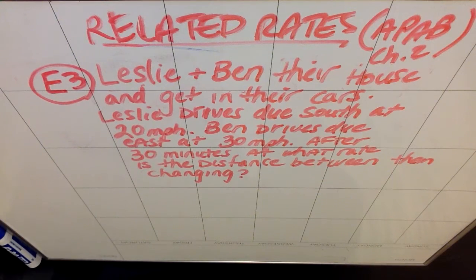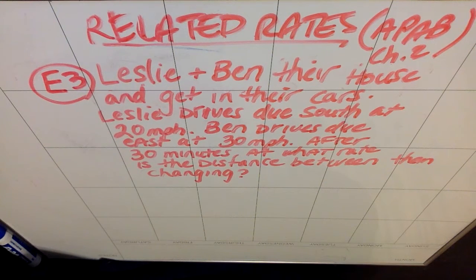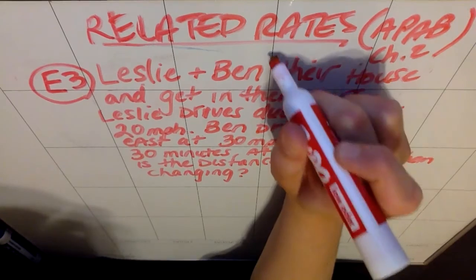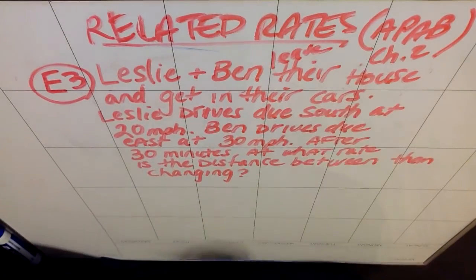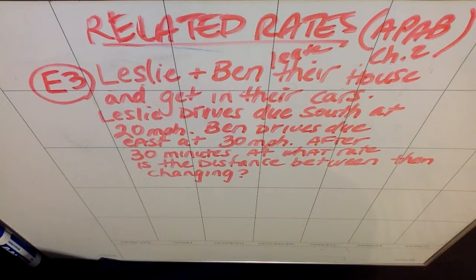All right, we're going to do related rates example 3. Leslie and Ben, sorry, it should say leave their house. This is what happens when you write too much stuff. Leslie and Ben leave their house in Pawnee, Indiana, obviously, and get in their cars. Leslie drives due south at 20 miles per hour, and Ben drives due east at 30 miles per hour. After 30 minutes, at what rate is the distance between them changing?